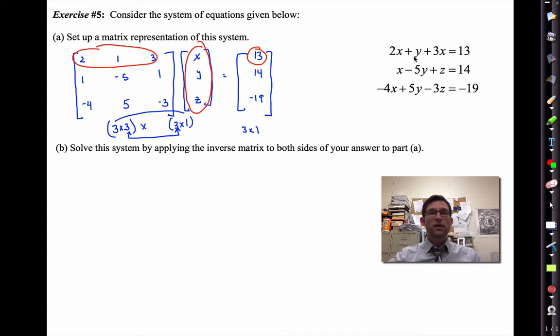2 times x, 1 times y, 3 times, whoops, that's supposed to be a z. Sorry about that. It is equal to 13. Then we would do 1 times x, negative 5 times y, 1 times z equals 14. Negative 4 times x, 5 times y, negative 3 times z is negative 19. All right, so consistent. Now letter B says solve this system by applying the inverse matrix to both sides of your answers to part A.